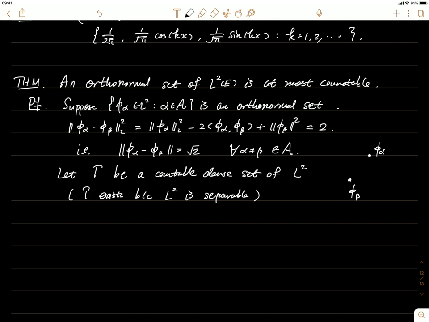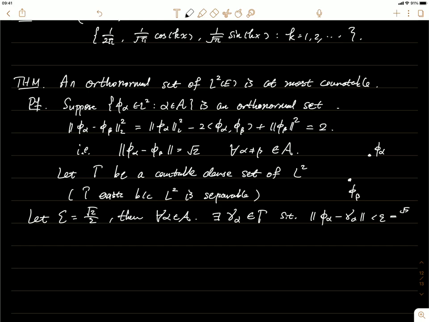Right? And this means that for each of these functions phi alpha, we're able to find, say, we set epsilon to be half of root 2 or even smaller. And then for any alpha, there exists some function, let's call it gamma alpha, in this dense set such that the distance between phi alpha and gamma alpha is less than epsilon, which is equal to root 2 over 2.